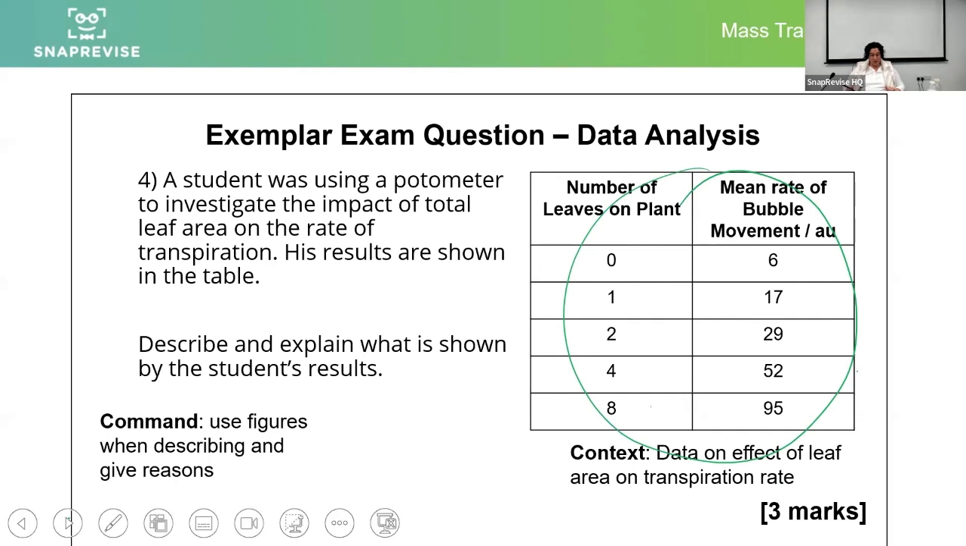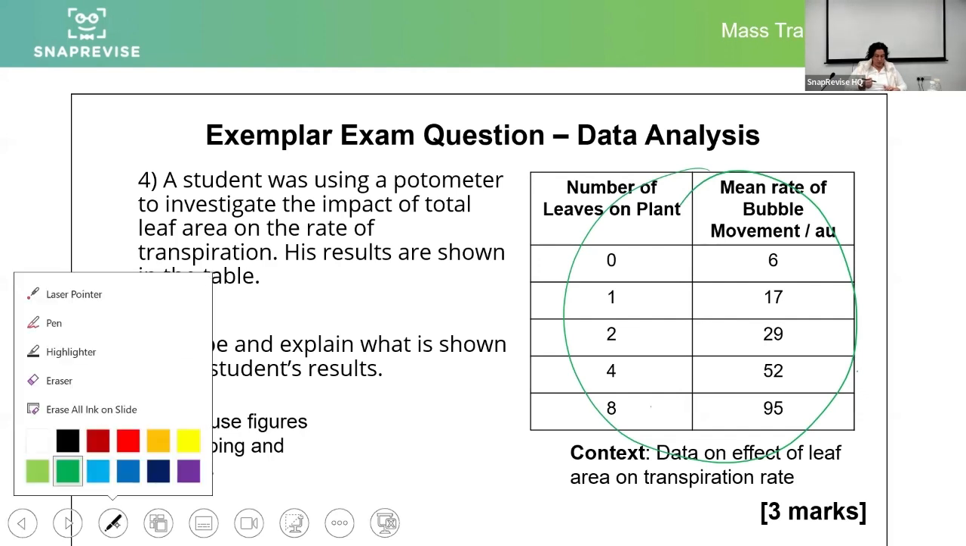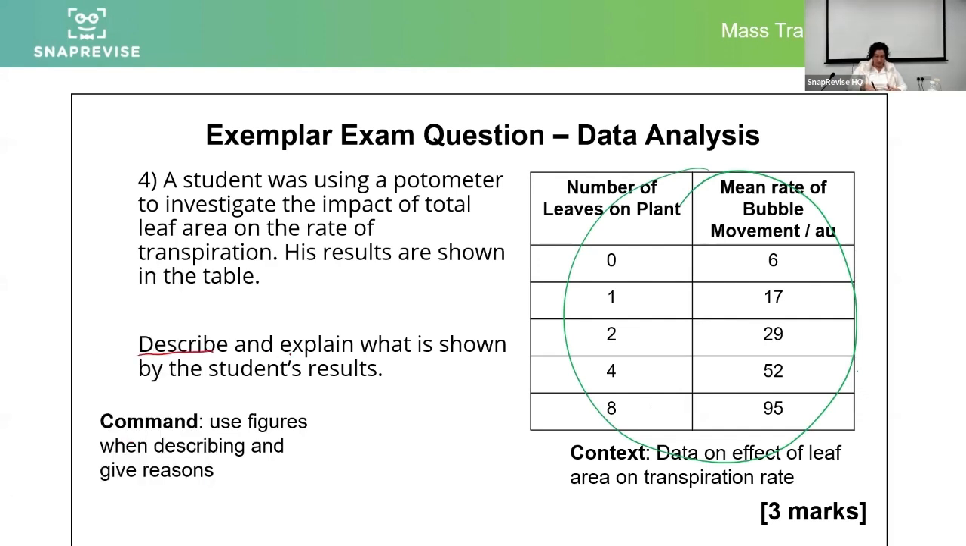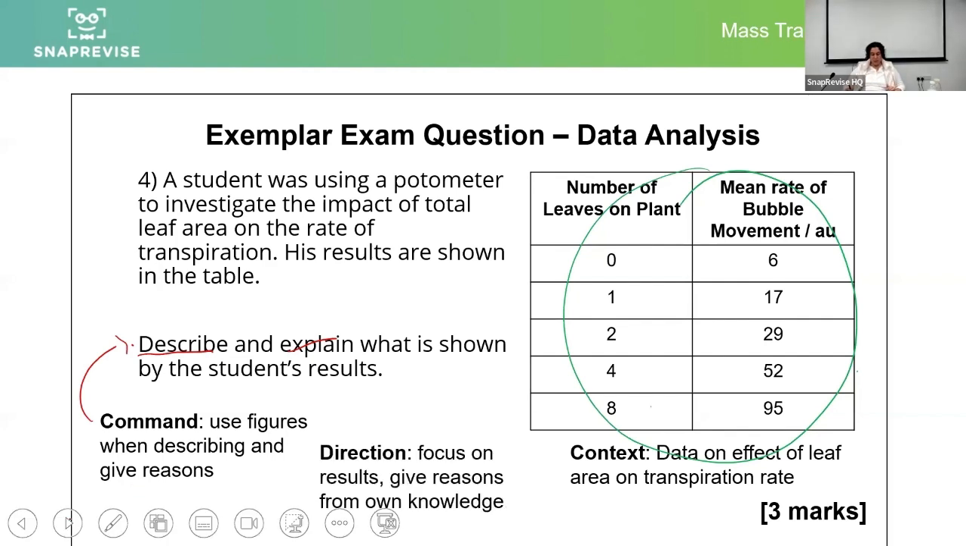My command words are, of course, describe and explain, right? But how exactly will I utilize them here? Well, I'm going to use the figures for the describe portion, and I'm going to use my understanding of transpiration to give reasons. And then the direction is to focus on the results and give the reasons from our own knowledge. So have a go at writing this answer.